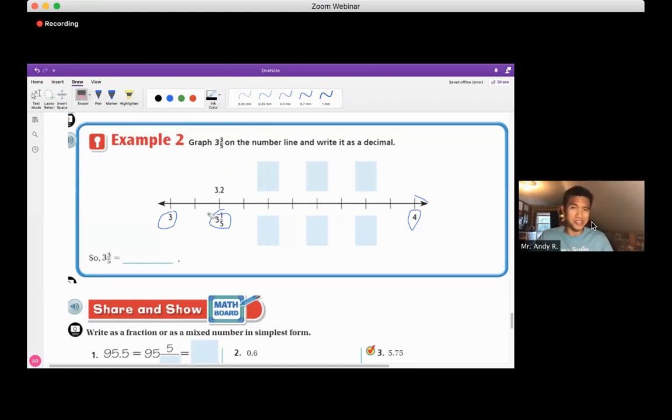I'll give you 30 seconds. You also have to make sure it has the same number of lines. Okay, 15 more seconds. Finish drawing your number line. If you're already done and you want to try the question, it's up here.